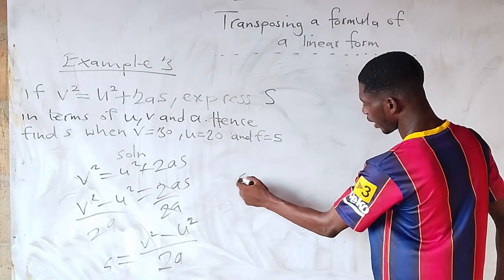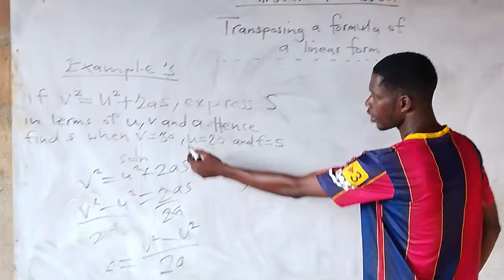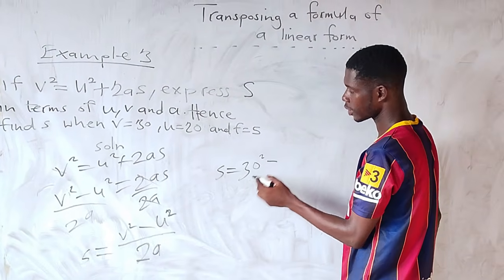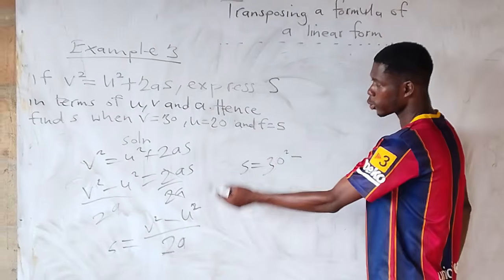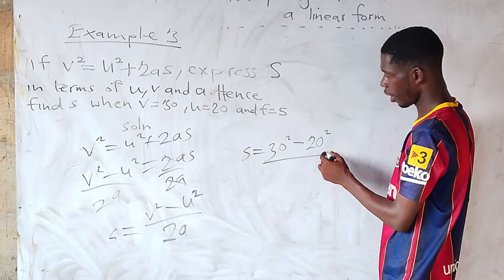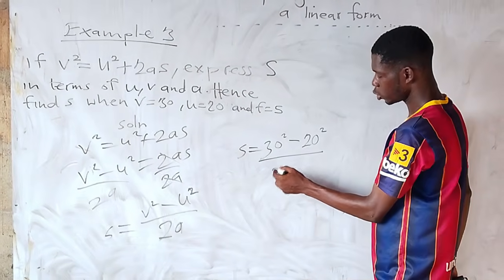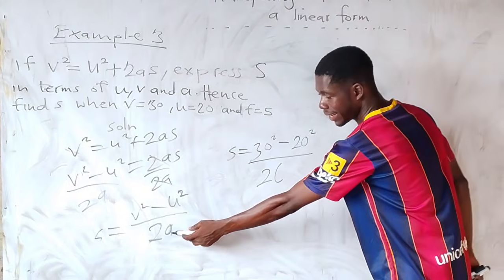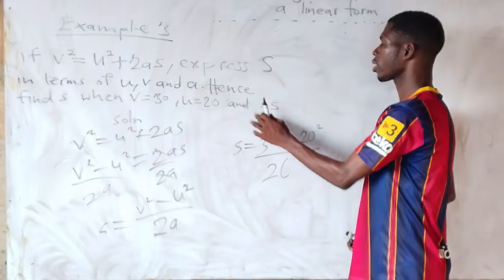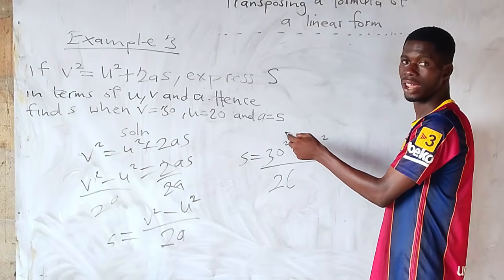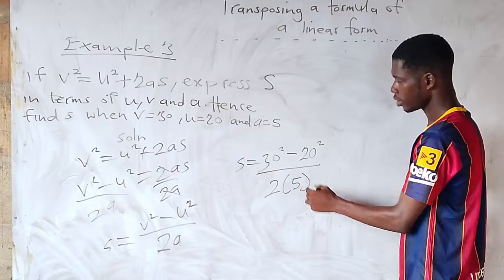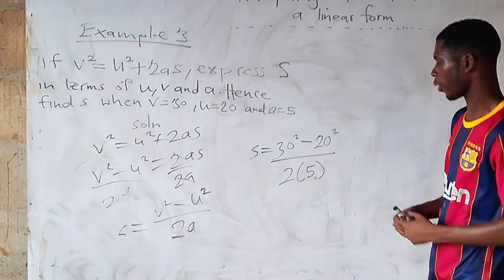So we have s is equal to v. V is what? 30. So 30 squared minus u. U is what? 20. So 20 squared over 2 multiplying a. Now a is what? A is 5, right? A is 5.